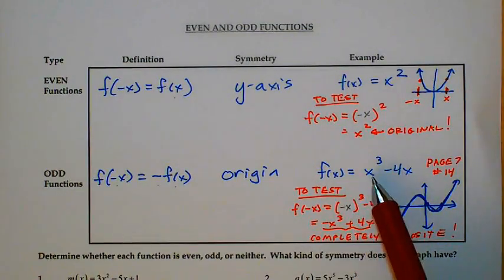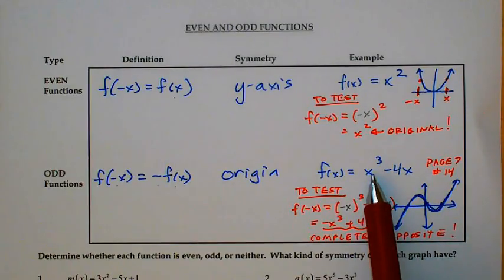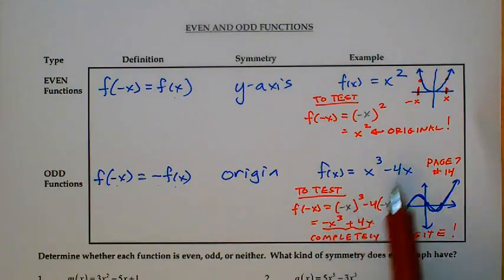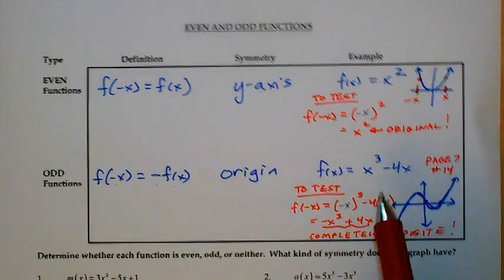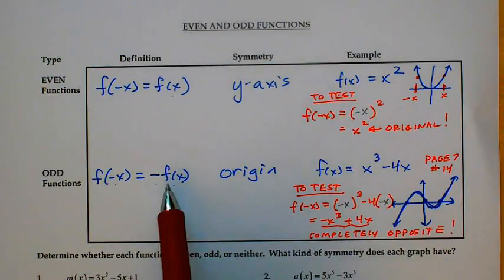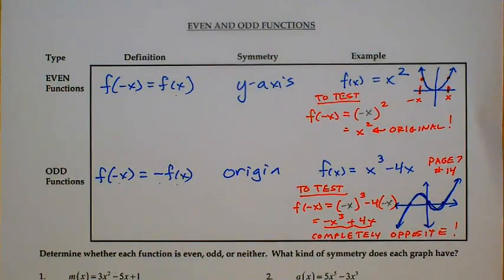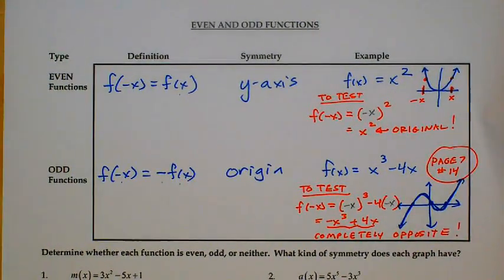And to test this new function down here, I replaced all the x's with negative x's and simplified. And what happens is I actually got all of the signs to be completely opposite. First term was positive, now it's negative. And the first term was negative, now it's positive. So it seems as if this has just been multiplied by negative. And that is the conclusion of the test. Funny story, you actually have a picture of this function on page 7, number 14 in your notes.